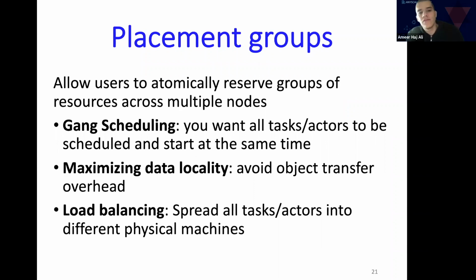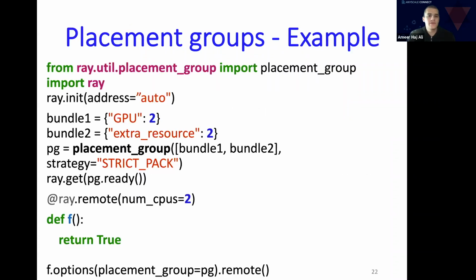Or if you want to maximize data locality, for example, you don't want to do a lot of data transfer. You already know that these kind of actors or tasks will share some data. Or you can do some load balancing by telling Autoscaler to place these actors or tasks on physically different machines. Let's take an example of placement groups.